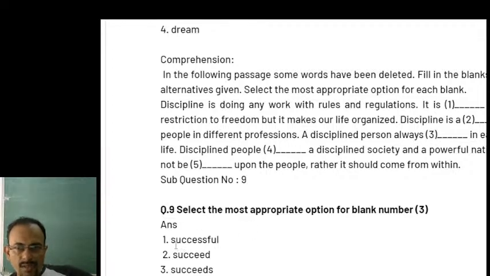A disciplined person always dash in each and every field of life. Successful, succeeds, or success. Which one do you think is the correct option here? A disciplined person always dash in each and every field of life.